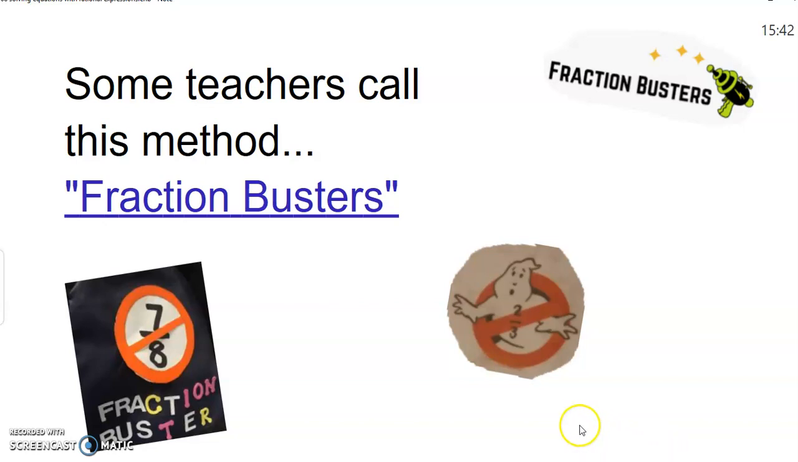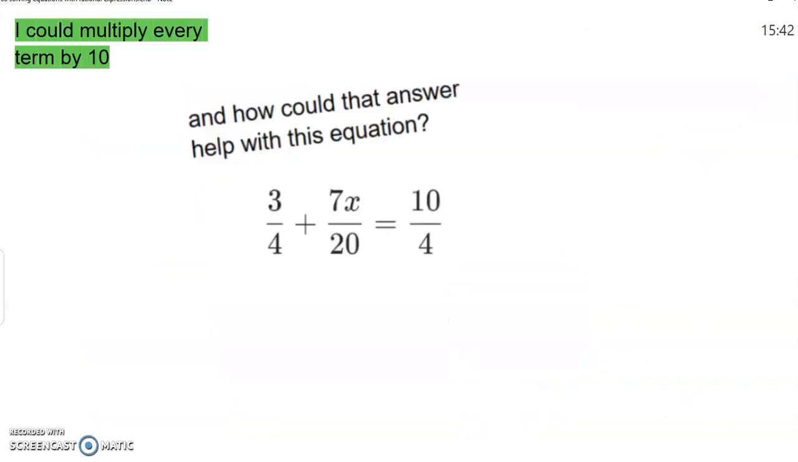Okay, some teachers call this method fraction busters. This is a common thing that I'm about to show you. In fact, I kind of did show you actually. But let's take that last example of common multiple between 4 and 20. Remember, I could multiply every term by 10. I could multiply every term by 25, but that didn't help us. But now that we know there's something about this least common multiple, the least common multiple between 4 and 20 is 20.